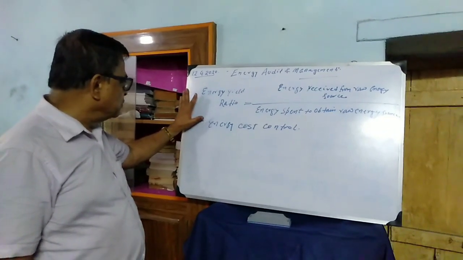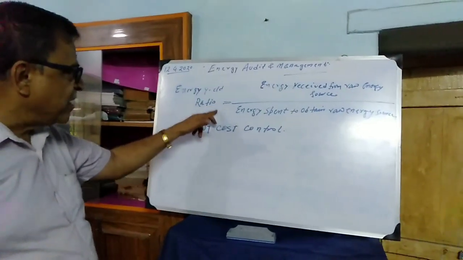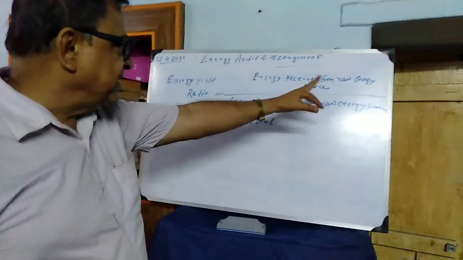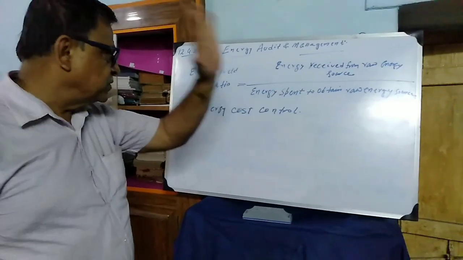Now first we should know the energy yield ratio. What is the energy yield ratio? Energy yield ratio equals energy received from the raw energy source divided by the energy spent to obtain the raw energy source.